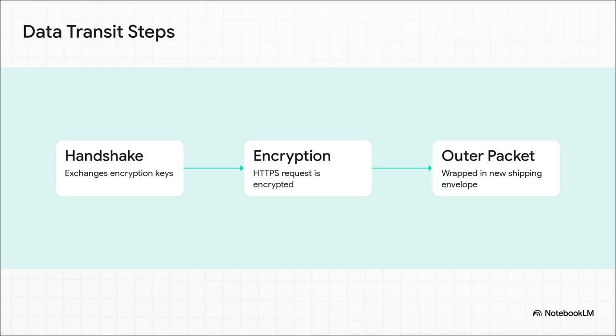But here's the really clever part. That encrypted data is then wrapped inside a brand new outer packet. It's kind of like putting a locked metal box inside a plain, regular shipping envelope. The outside envelope only shows his real home IP as the source and ProtonVPN's US server as the destination.